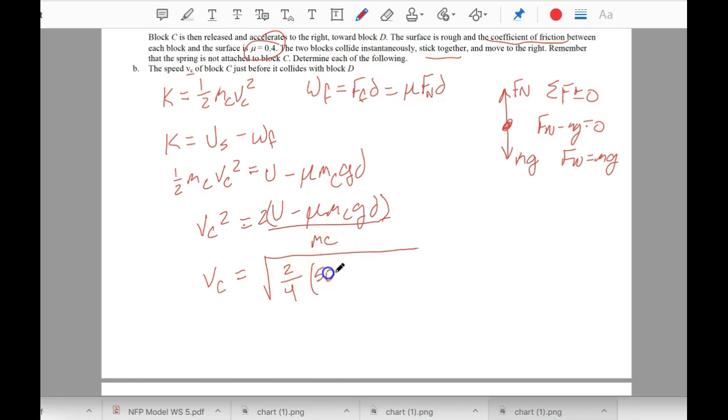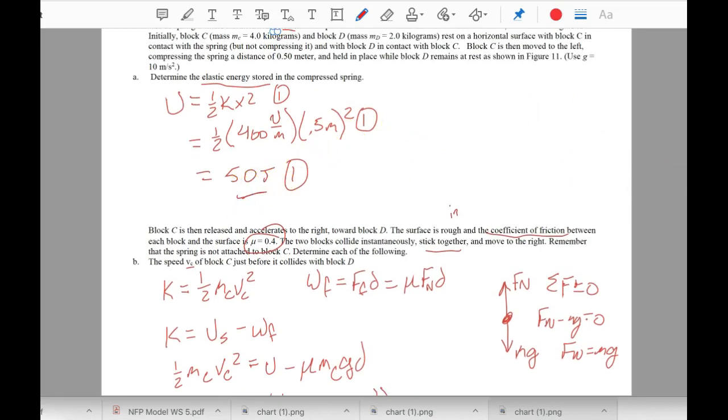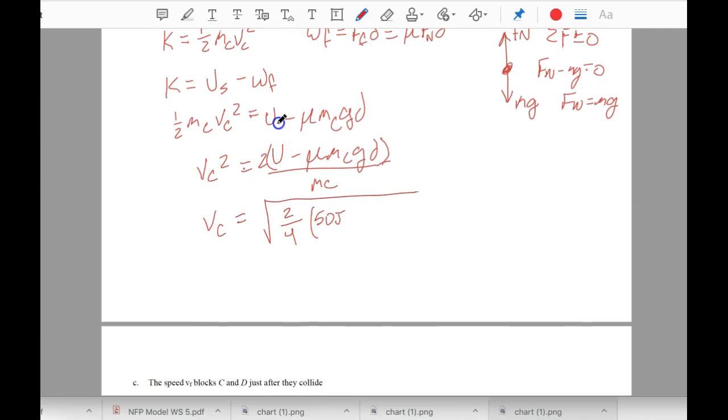Potential energy here, they told us, was 50 joules. And where did we get that number? If we go back up, you'll see that's what we calculated earlier for the spring energy. So it's 50 minus, and then we've got 0.4 for our coefficient of friction. We're going to extend the square root over, times the mass, which is 4, times gravity, which is 10, and then the distance it travels is 0.5 meters. Remember it was compressed 0.5, so it's going to extend out for 0.5 until it comes all the way through. So that should be a lot more helpful.